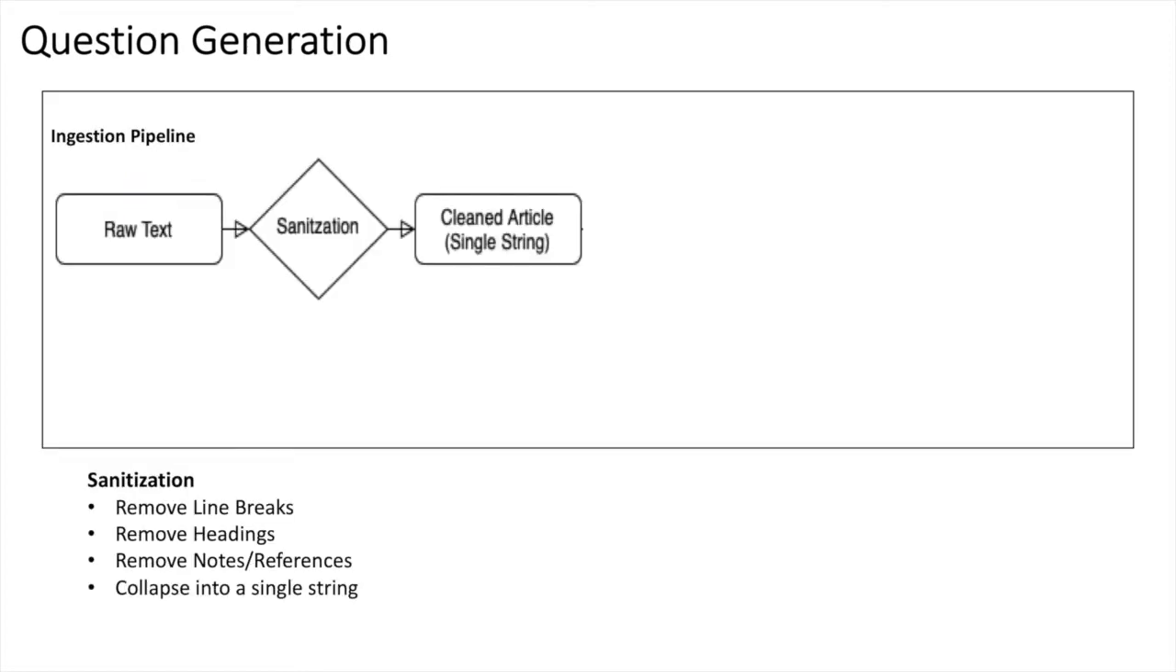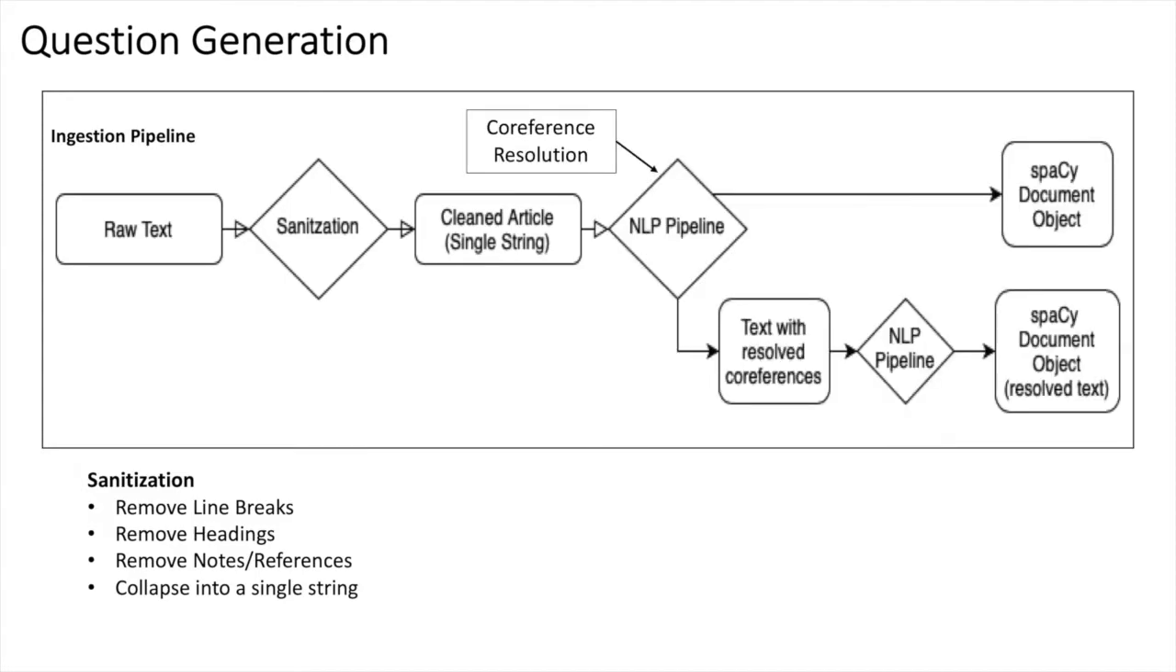The first stage of the question generation is article ingestion. For this, we start with the raw text and we sanitize it into a single string. This single string then passes through the NLP pipeline to create two objects. The first object is the regular one, and the second one is the object created after the coreference resolution. We use this to generate 5 different types of questions.